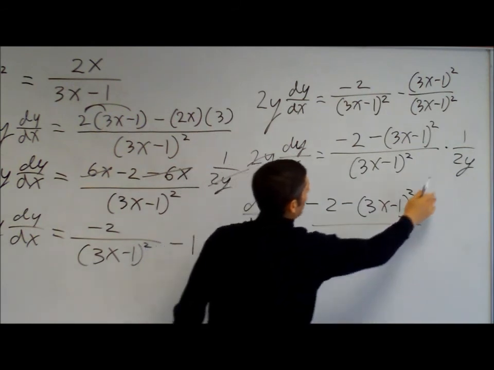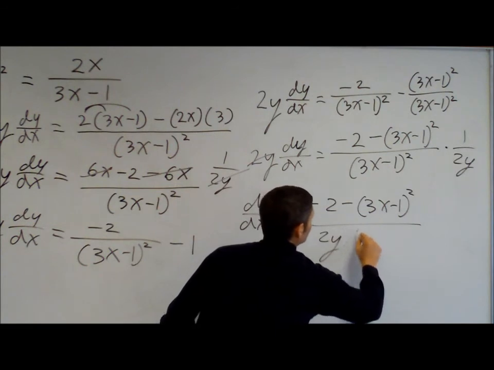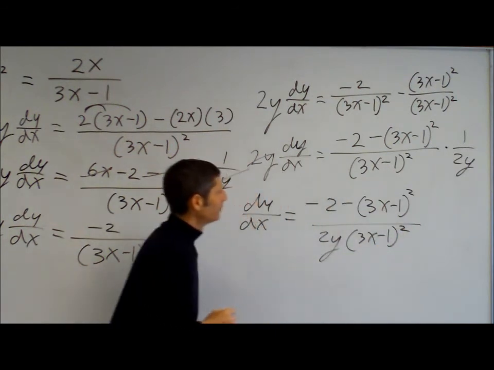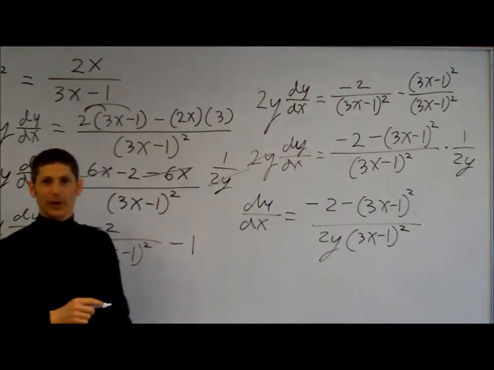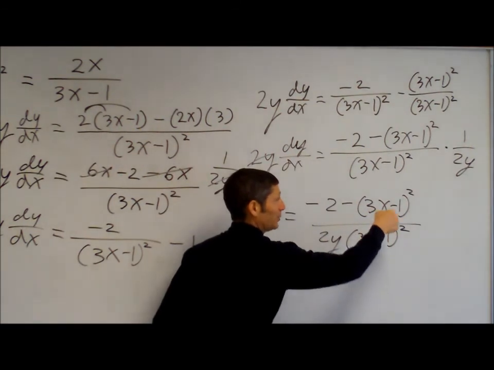And on the bottom, I have a 2y times this. I'm just going to write my 2y first. And I am done. Now, you might be tempted to get rid of the 3x minus 1 squared.